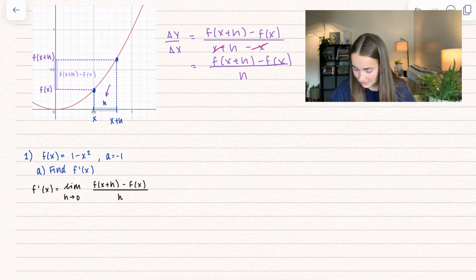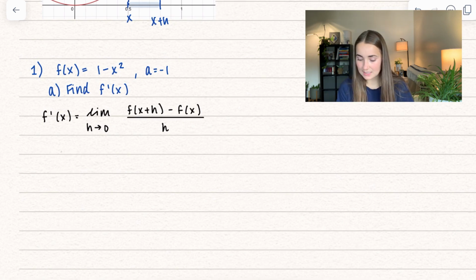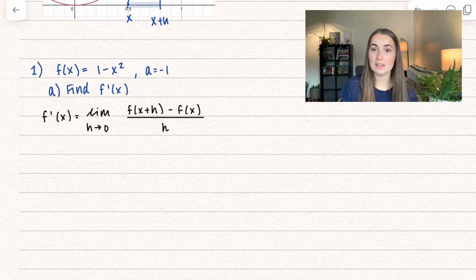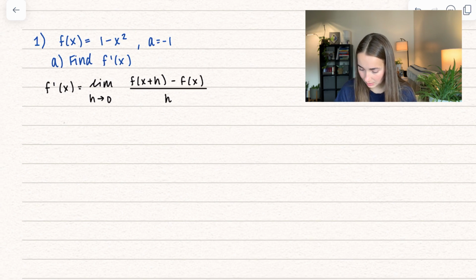So let's go ahead and see an example of this. Let me zoom in a bit. We have f of x equals 1 minus x squared, and we have an a value of negative 1. That's going to help us for the second part when we find the tangent line. But our first order of business is to just find the derivative, and we're going to go ahead and use the limit definition. So I'm going to go ahead and plug in what I know.